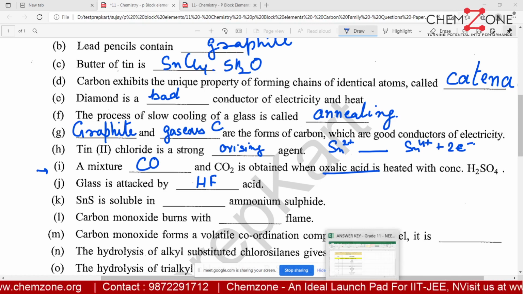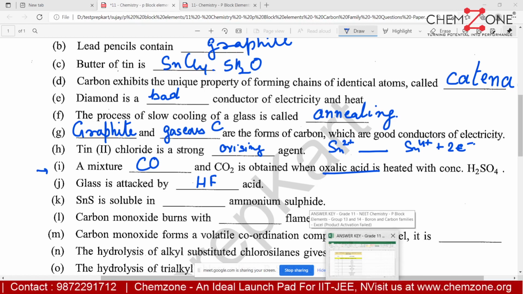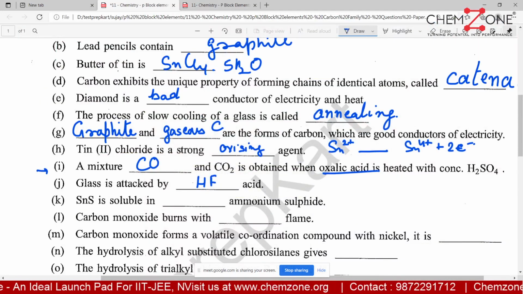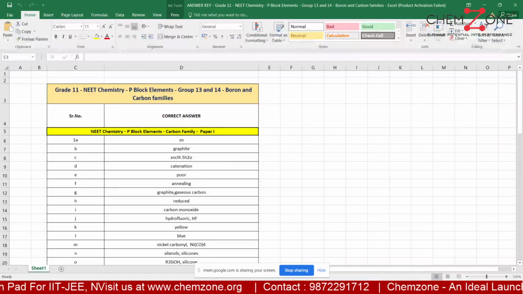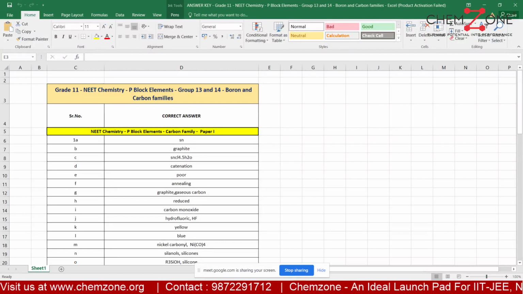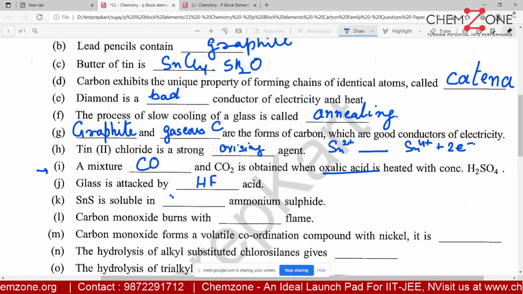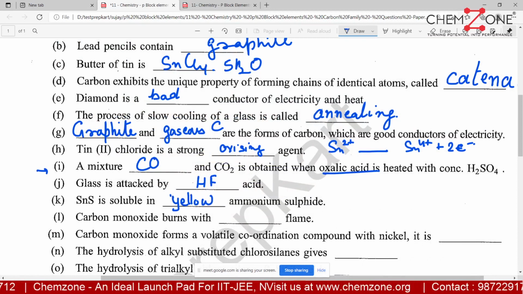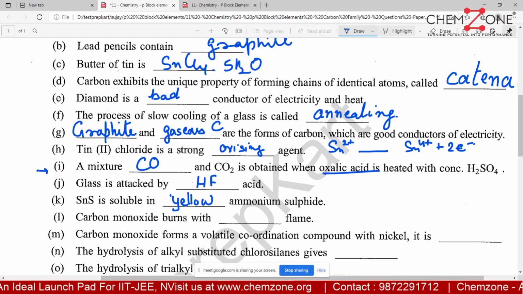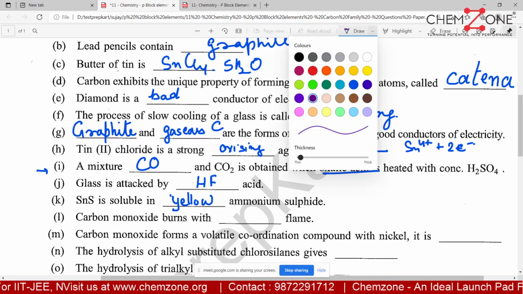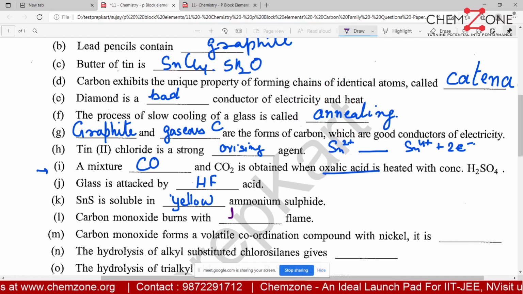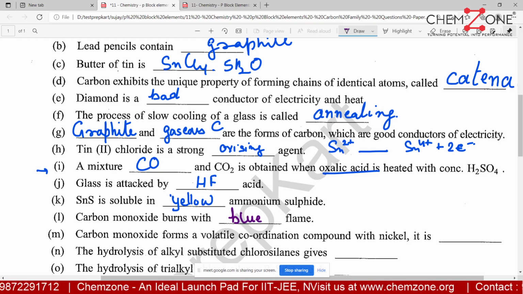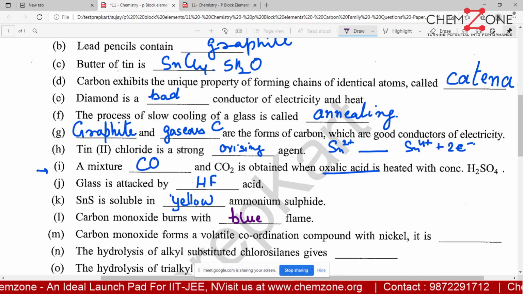Tin sulfide is soluble in dash ammonium sulfide. Yellow. Just remember it. It's an experimental observation. Carbon monoxide burns with a blue flame. Carbon monoxide burns with a blue flame.